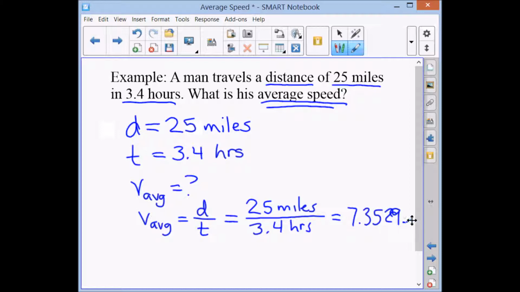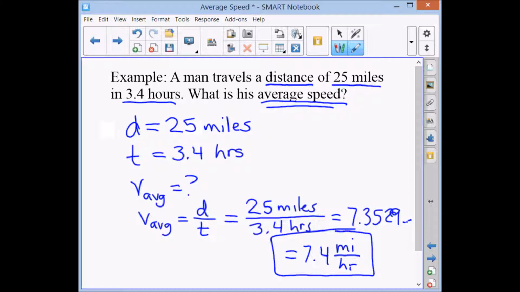I'm going to go ahead and need to round my answer to the appropriate number of significant figures. That's something that we'll cover much later. But I'm just going to tell you right now that my answer, I'm going to round it so that it's 7.4. So this is 7.4. And then I need to include the unit of my answer, which is miles per hour. Okay. When this man did this trip, he averaged a speed of 7.4 miles per hour.